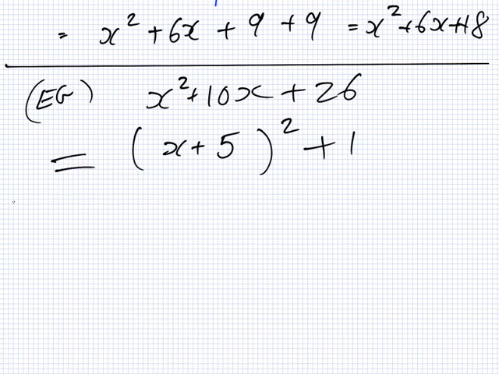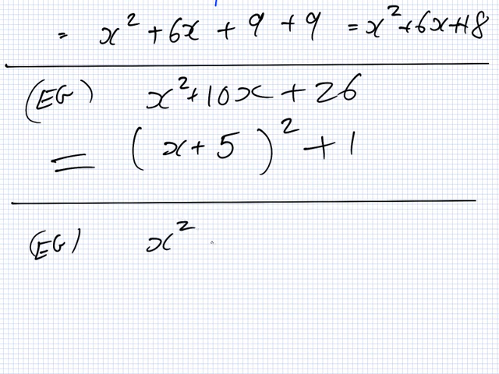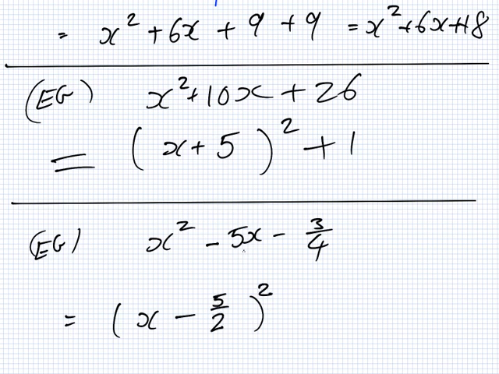Okay, let's do a little bit harder now. So, example now, we'll say x squared minus 5x minus 3 over 4. So it doesn't really matter that they're fractions, but it just makes it a bit harder to do. So the first one here would be x minus, what? Five. Yeah, 5 over 2, because it's half of this.